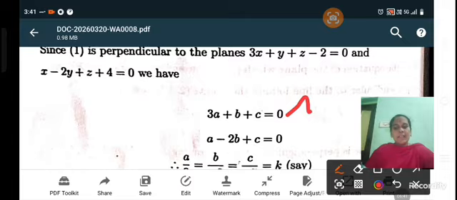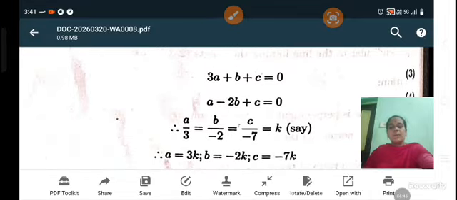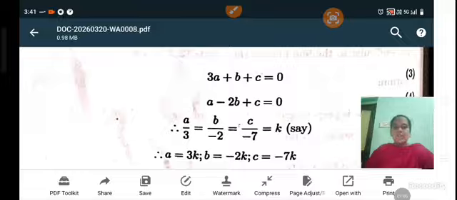Since the plane passes through (1, minus 2, 1), substituting into the equation, we get a of 1 plus b of minus 2 plus c of 1 plus t is equal to 0. That is, a minus 2b plus c plus t is equal to 0. Mark it equation number 3.